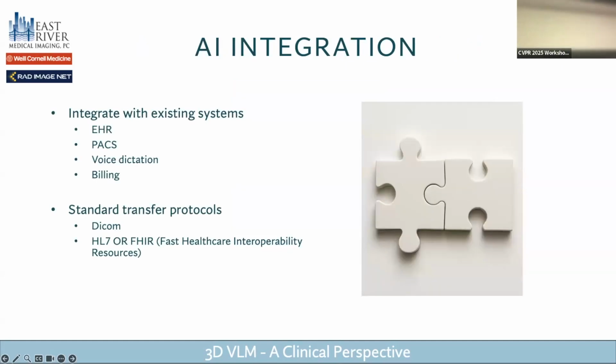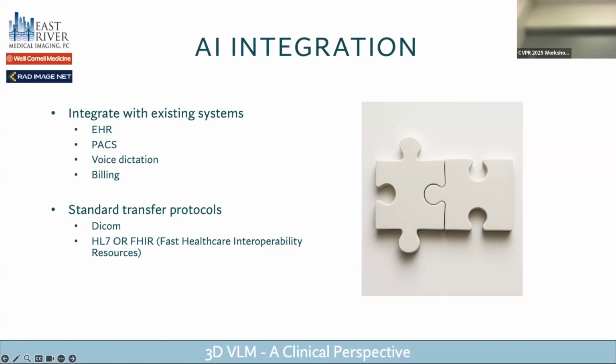So with that in mind, I think we really want to focus on taking these great algorithms that you guys are making and integrating them into the medical practice. To do that, we need to think about the systems that we use as radiologists. There's basically 4 main computer systems that we use.